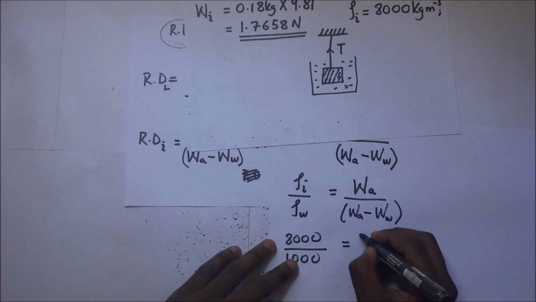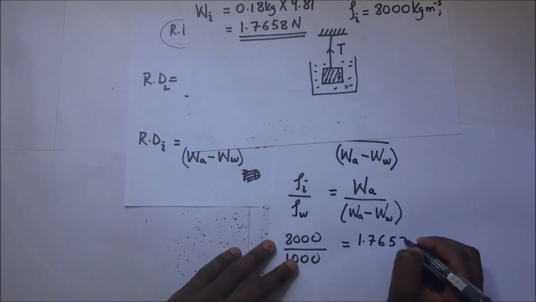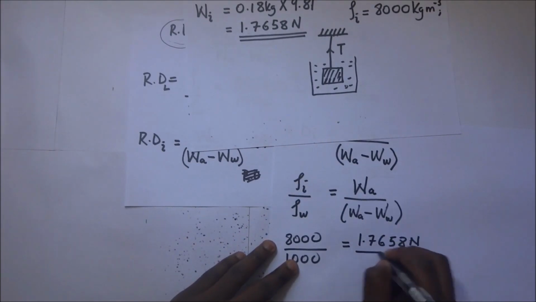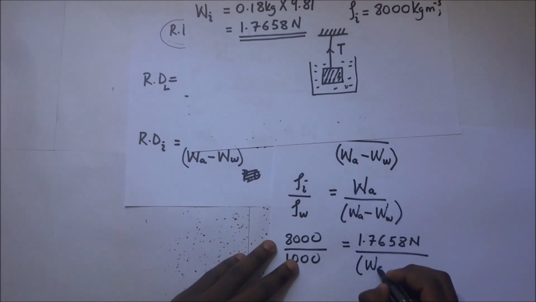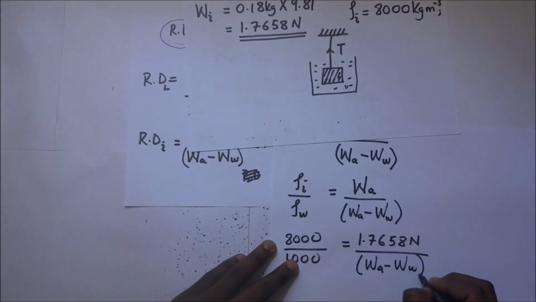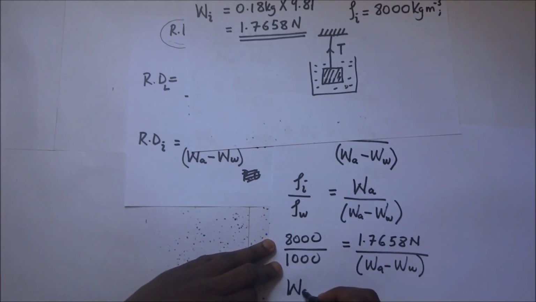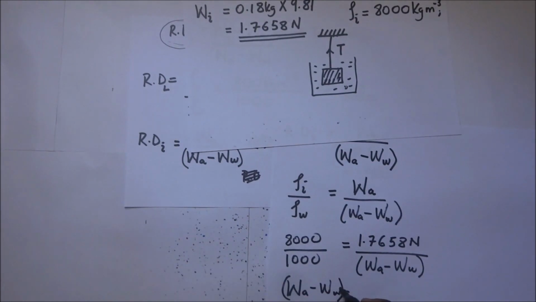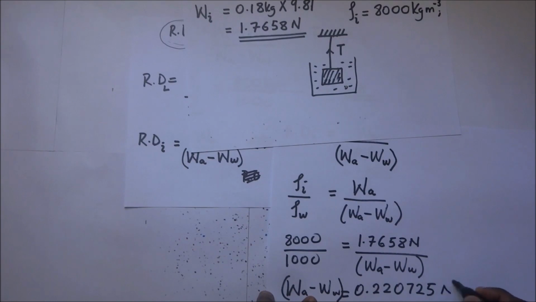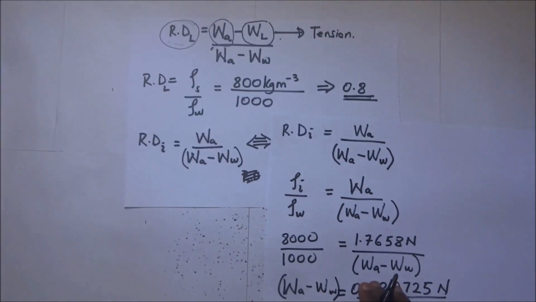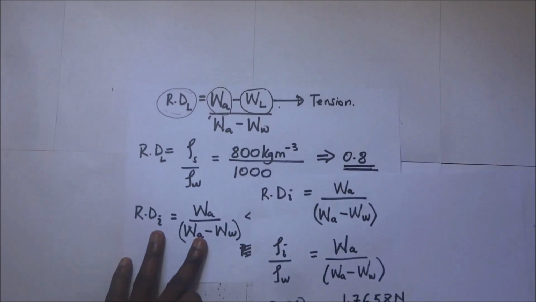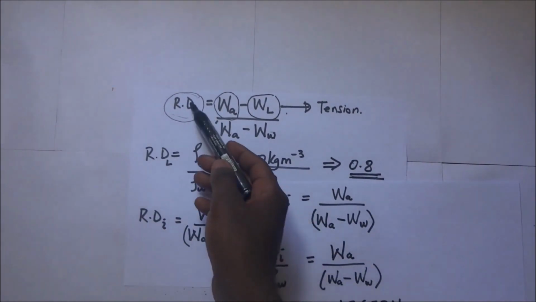So this is going to become 1.7658 newtons, divide that by WA minus WW. So we shall end up with, when we make this the subject of the formula, WA minus WW, which we are most interested in, the expression, giving us 0.220725 newtons.